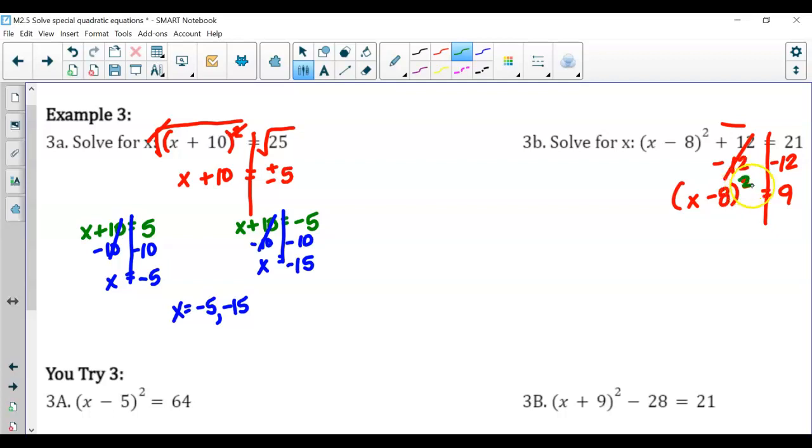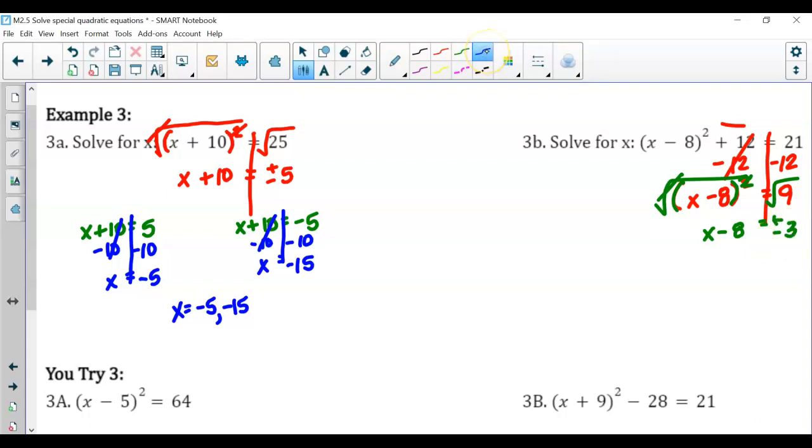So now can we add 8 to both sides? No, because of this power, right? See how it's all grouped together inside the parentheses? So what do we do to get rid of that? Take the square root. That is your inverse operation. Now they cancel, bring down x minus 8, which is equal to not just 3, but positive and negative 3.